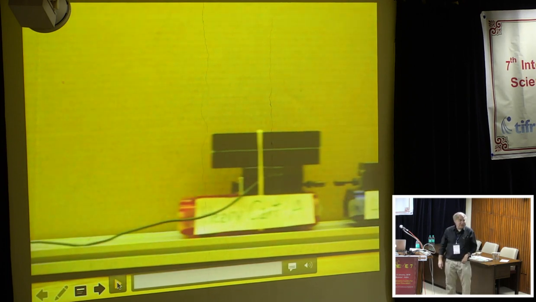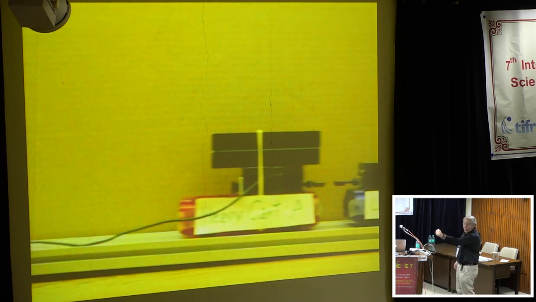What we ask students to predict is: compare the force of the cart on the left to the one on the right, or cart A to cart B. Compare that force to the force of cart B on cart A. And what do you think students will say? That cart A will exert a bigger force.